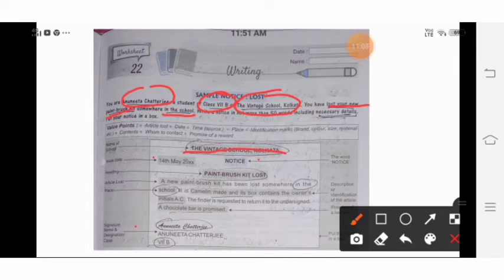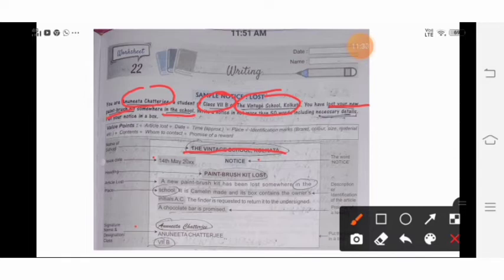Now, after writing it, what you are writing? A new paint brush kit has been lost. Everything is here. Just see, a new paint brush kit has been lost somewhere in the school. Same, just copy it. A new paint brush kit has been lost somewhere in the school. Right? Now, you tell the detail. Just tell the detail about the thing which you have lost.